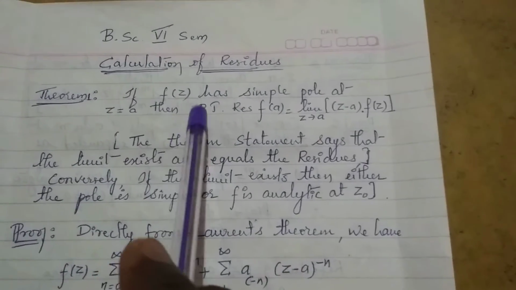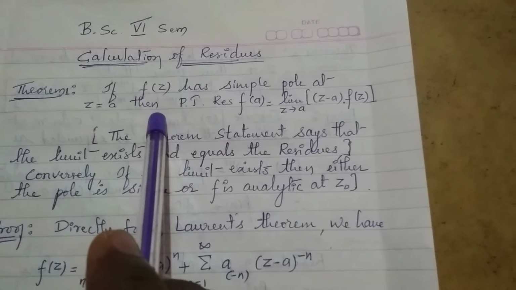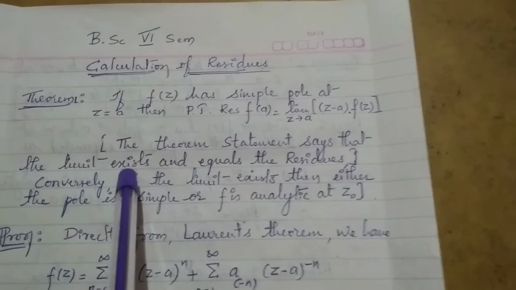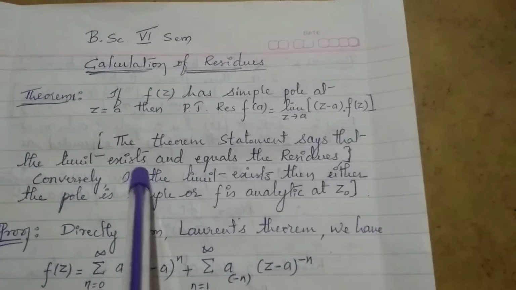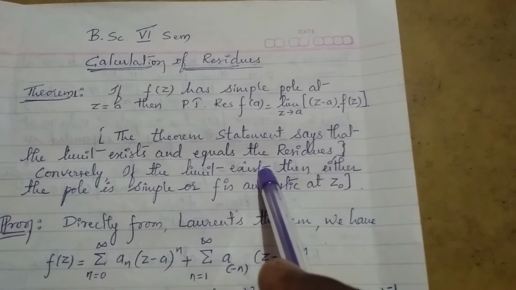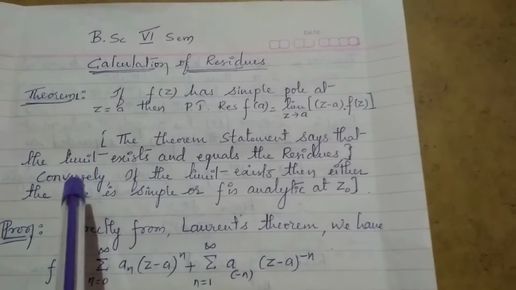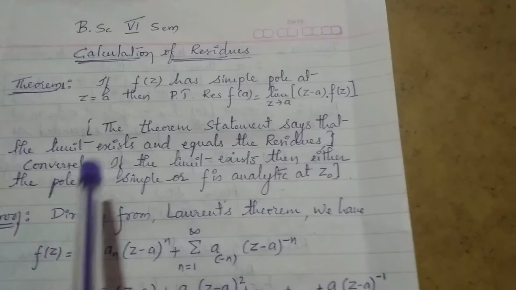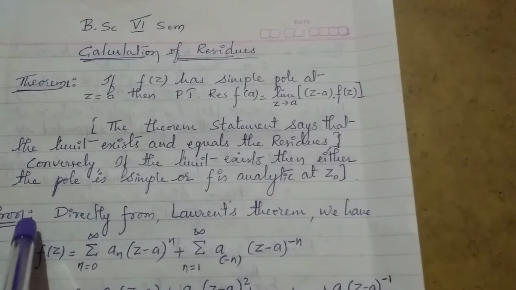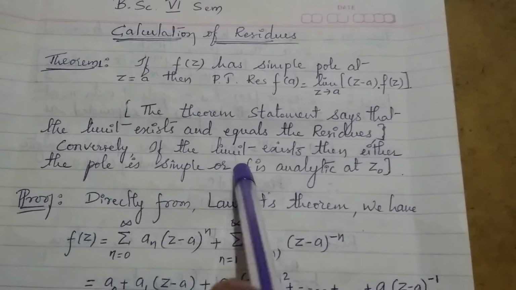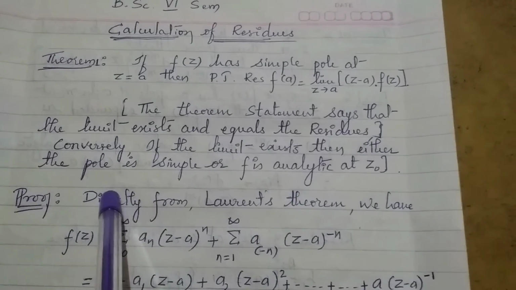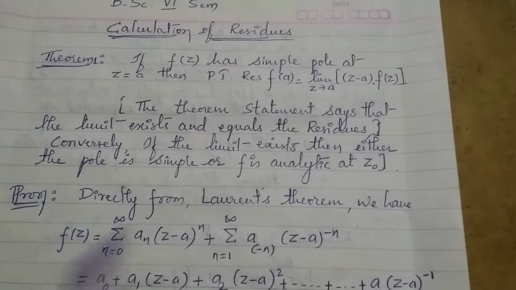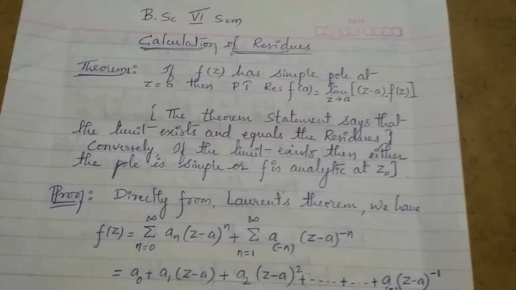By seeing the statement of the theorem, we can easily get that if there exists a limit, then it is equal to the residue. So here there exists a limit and it is equal to the residue, and it also has a converse part. So what is that converse part? Let us see. If the limit exists, then either the pole is simple or f is analytic at z0. F is analytic means f is differentiable.